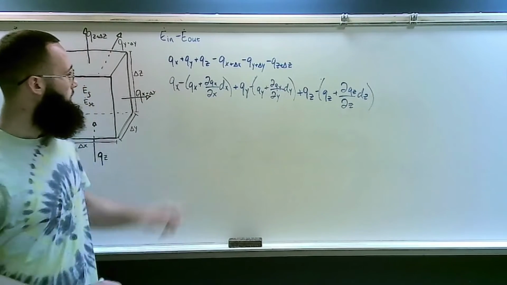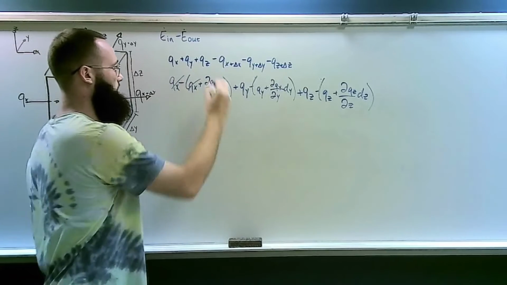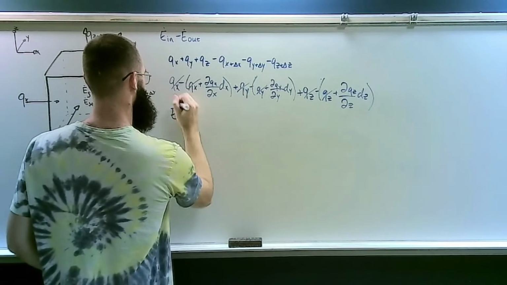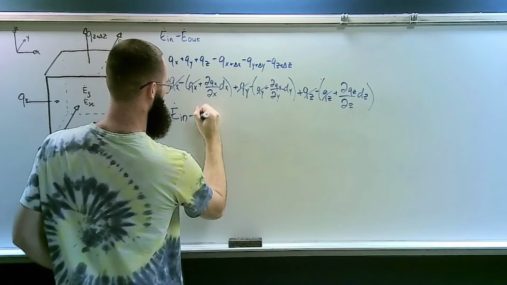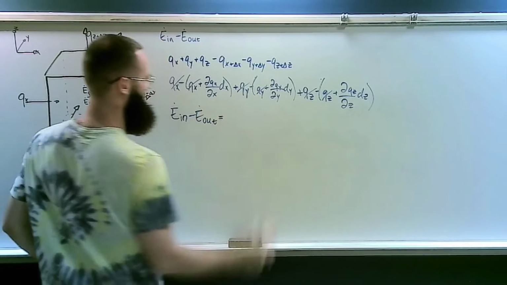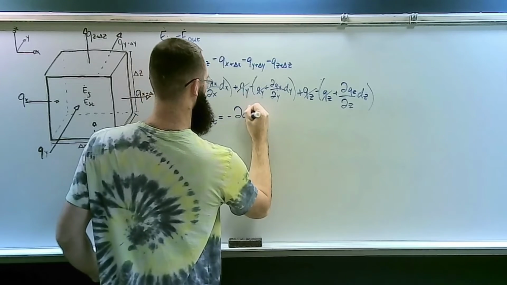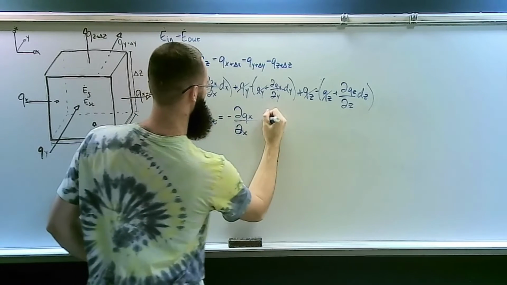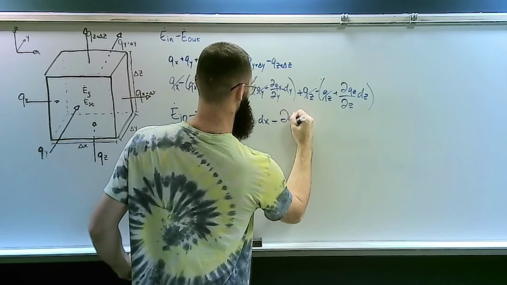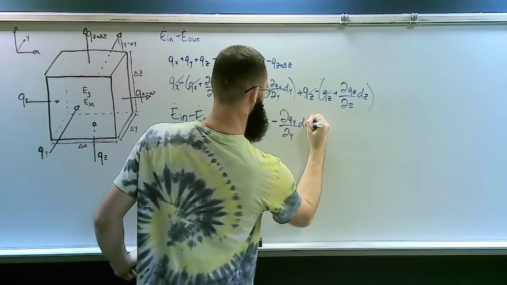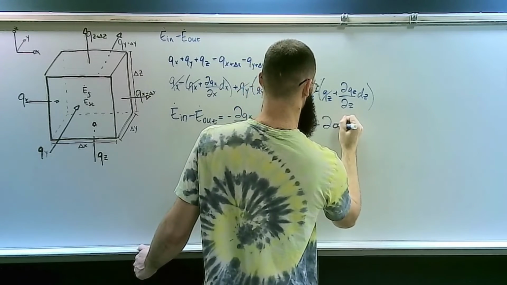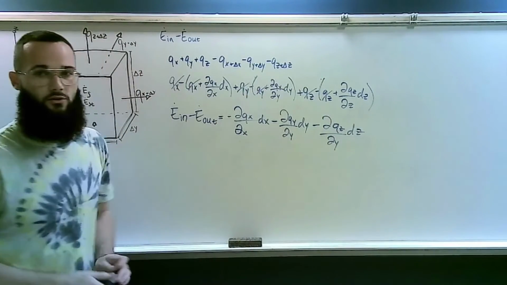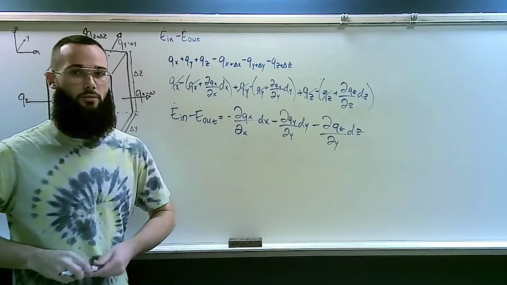So now, as you can see, we have terms that can cancel out. This qx can cancel, qy can cancel, and qz can cancel. So this leaves us with the energy rate in minus energy rate out is going to be equal to negative partial derivative of qx as it relates to x times dx, minus the partial derivative of qy as it relates to y dy, minus the partial derivative of qz as it relates to z dz. So this will massively simplify our energy balance equation.